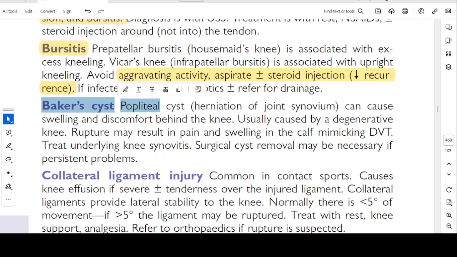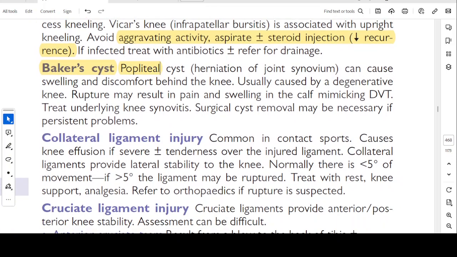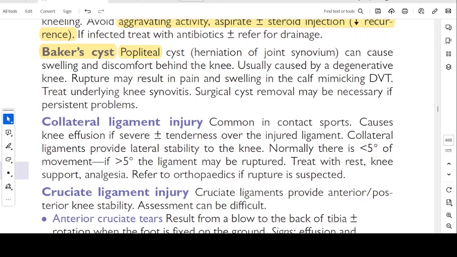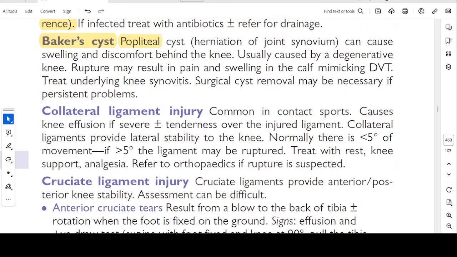Baker's cyst is a popliteal cyst. Herniation of the joint synovium can cause swelling and discomfort behind the knee, usually caused by a degenerative knee. Rupture may result in pain and swelling in the calf, mimicking a DVT. Treat the underlying knee synovitis. Surgical cyst removal may be necessary if persistent problems are there.